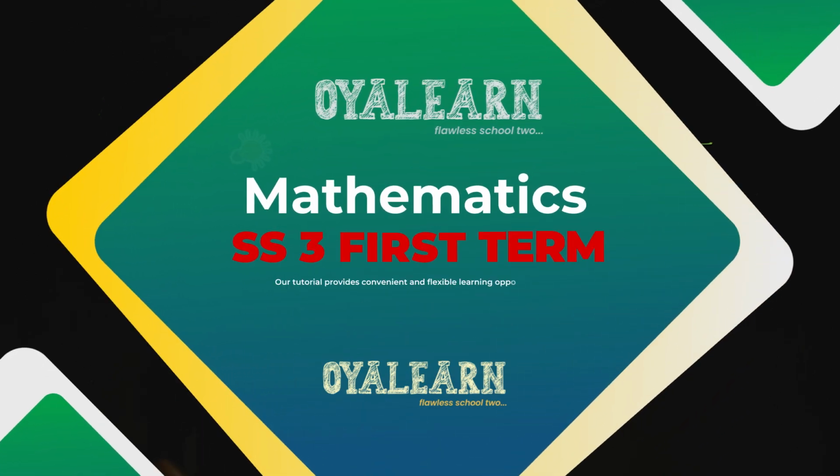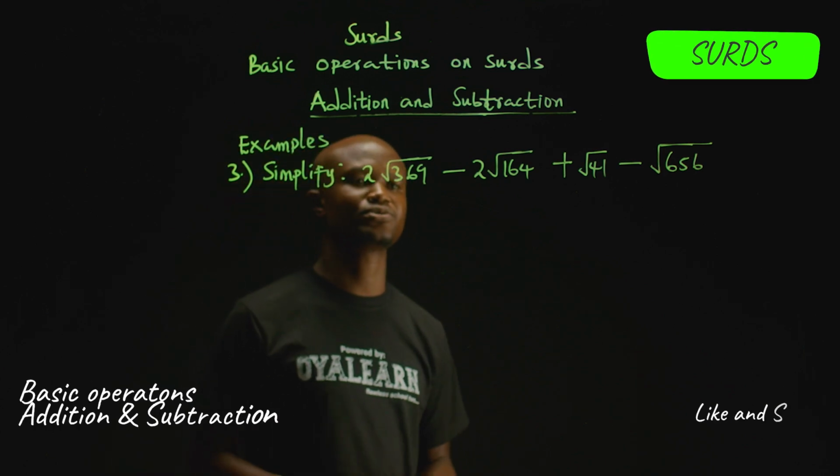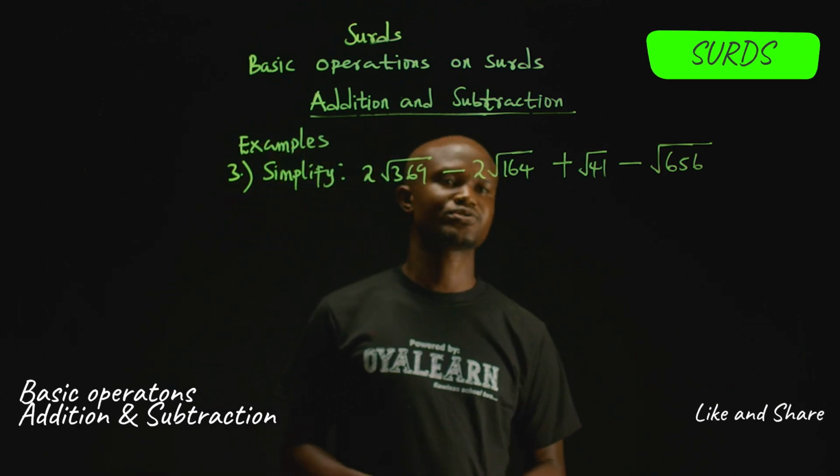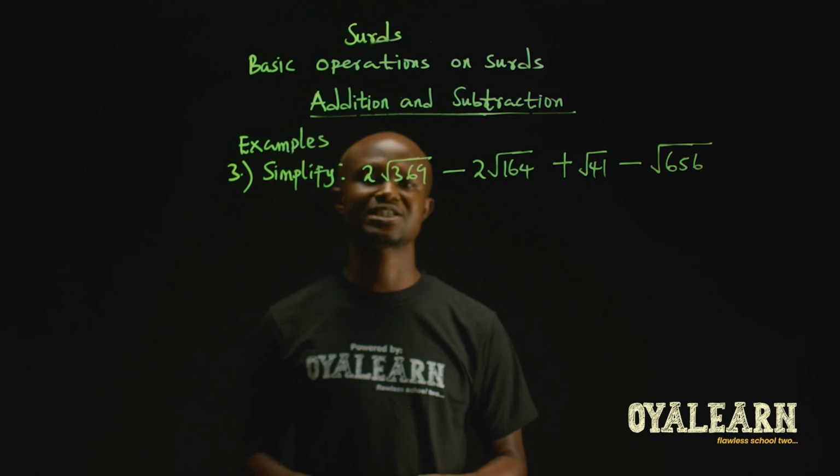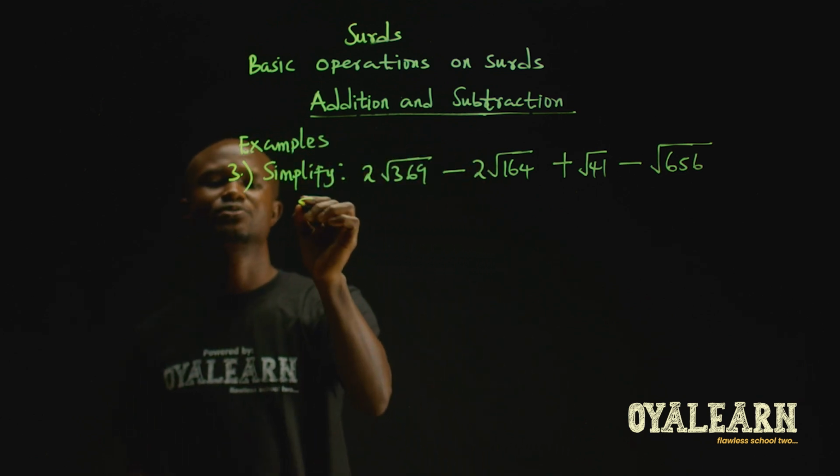Simplify 2 root 369 minus 2 root 164 plus root 41 minus root 656. Solution.